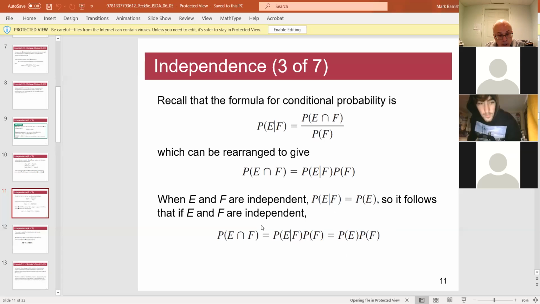What is this formula saying? That if two events are independent, then the probability of them both occurring together or in sequence, the probability of E and F, is simply the product of their individual probabilities. If they are dependent, you have to use the formula in the middle here. But if they're independent, we simply say they're the product of their probabilities. Makes it easy, right?